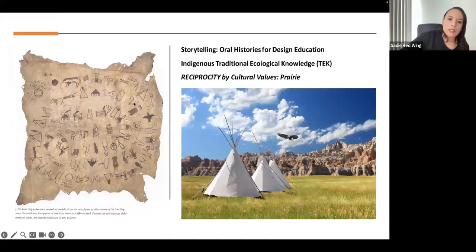It's easier for me to roll up this buffalo hide and throw it in my backpack than to carry 100 books that document 60 years of history. So that shows the importance of needing a recording device, needing some type of signage to remember an oral history or something that might have happened.